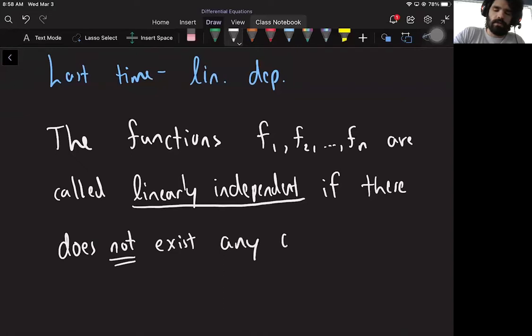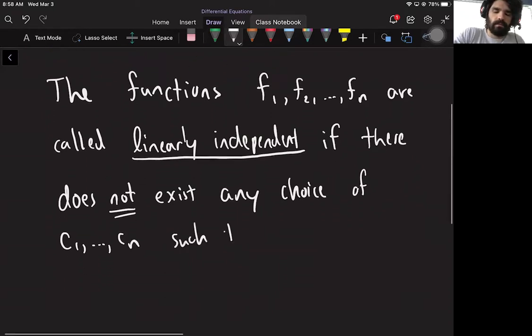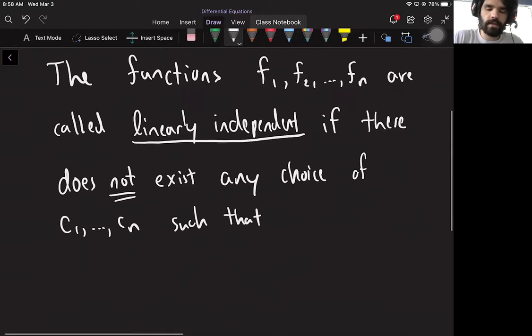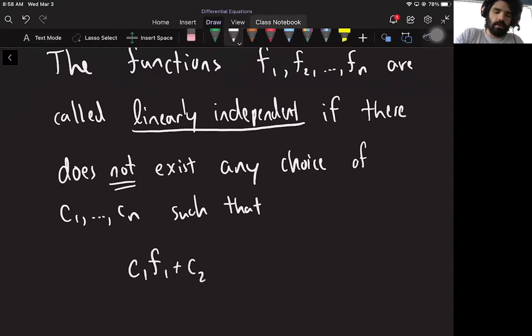So there does not exist any choice of constants, one for each function, so there's also going to be n of them, such that, so the idea last time was things were dependent if there was some way to make a combination of them equal 0. So independent is saying that that's impossible. They're independent if that cannot be done. And that's what this is saying.